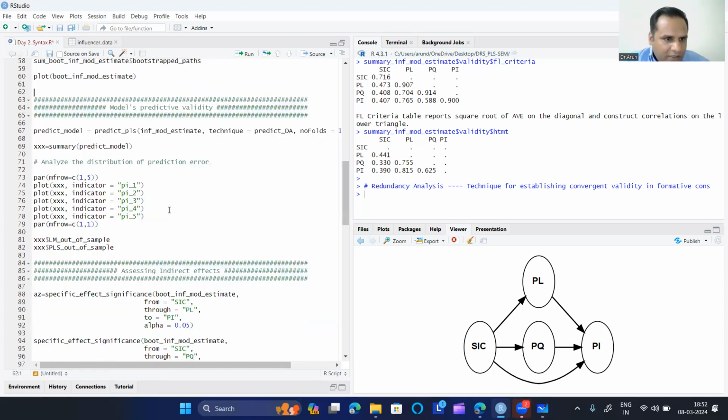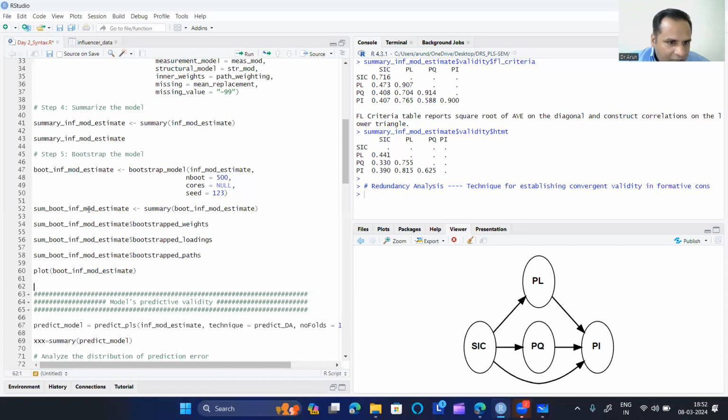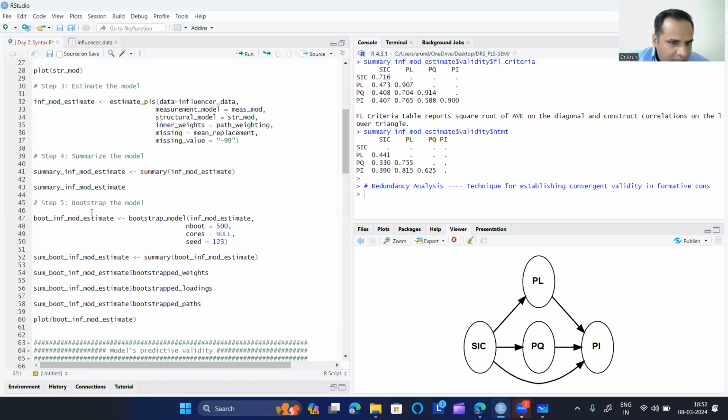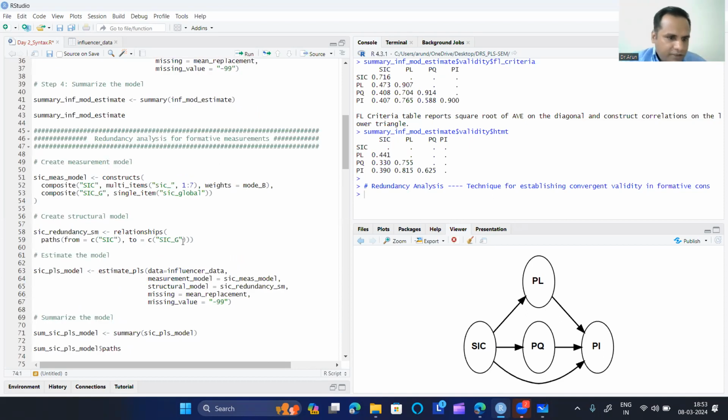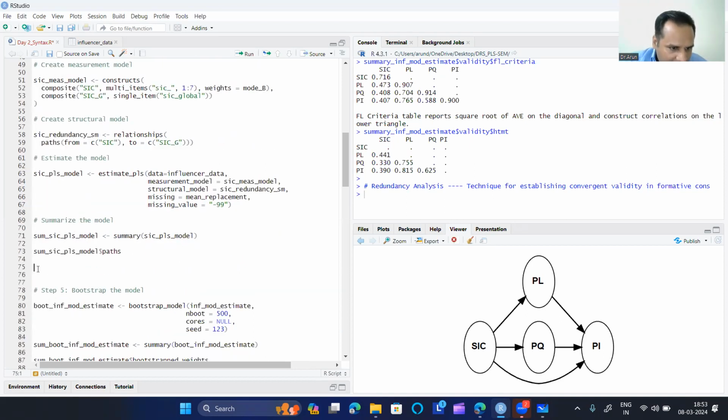I'll just Control X, and here, where should I put it? So, summarize the model over. No, so here I will put this. So what I've done is simply copy and paste it. And here I can simply write, estimating the structural model.